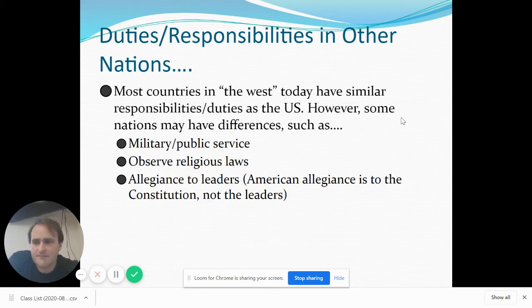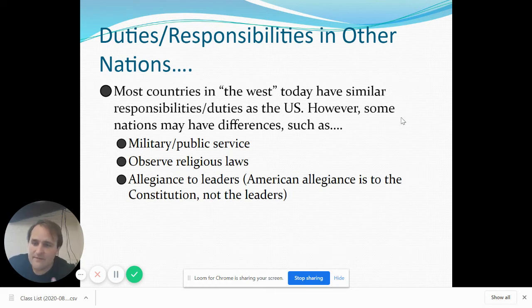But then we'll talk about, we do have a standard of looking at how does our nation compare to others. So most countries in the Western world and the Western democracies have very similar sets of responsibilities and duties. Now, there are some nations that may, for instance, require allegiance to a leader. Say, for instance, in North Korea, the Kim family, that's where everyone's allegiance is meant to go.